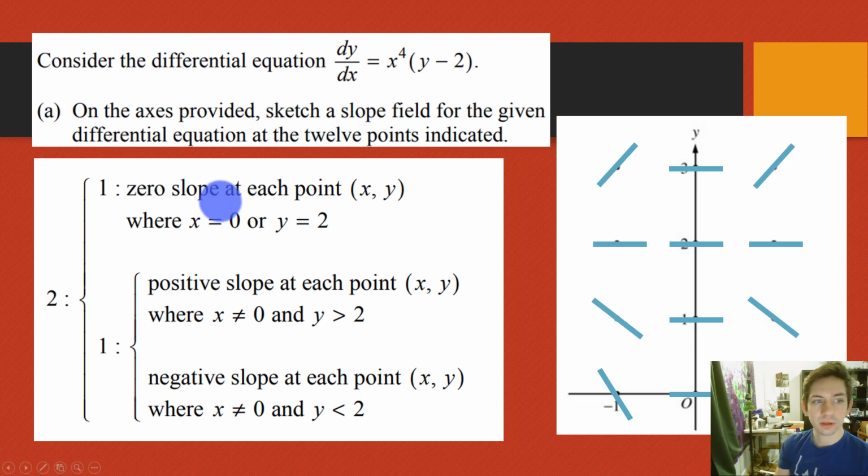This is how it's scored. We get 1 point for each 0 slope, and then 1 point for each positive and negative slope. So it's 2 points in general. It's really 1 point for the 0 slopes and 1 point for the non-zero slopes. So the first set that we started with gives you a point, and then the rest give you another point. I think that's usually a pretty quick 2 points.